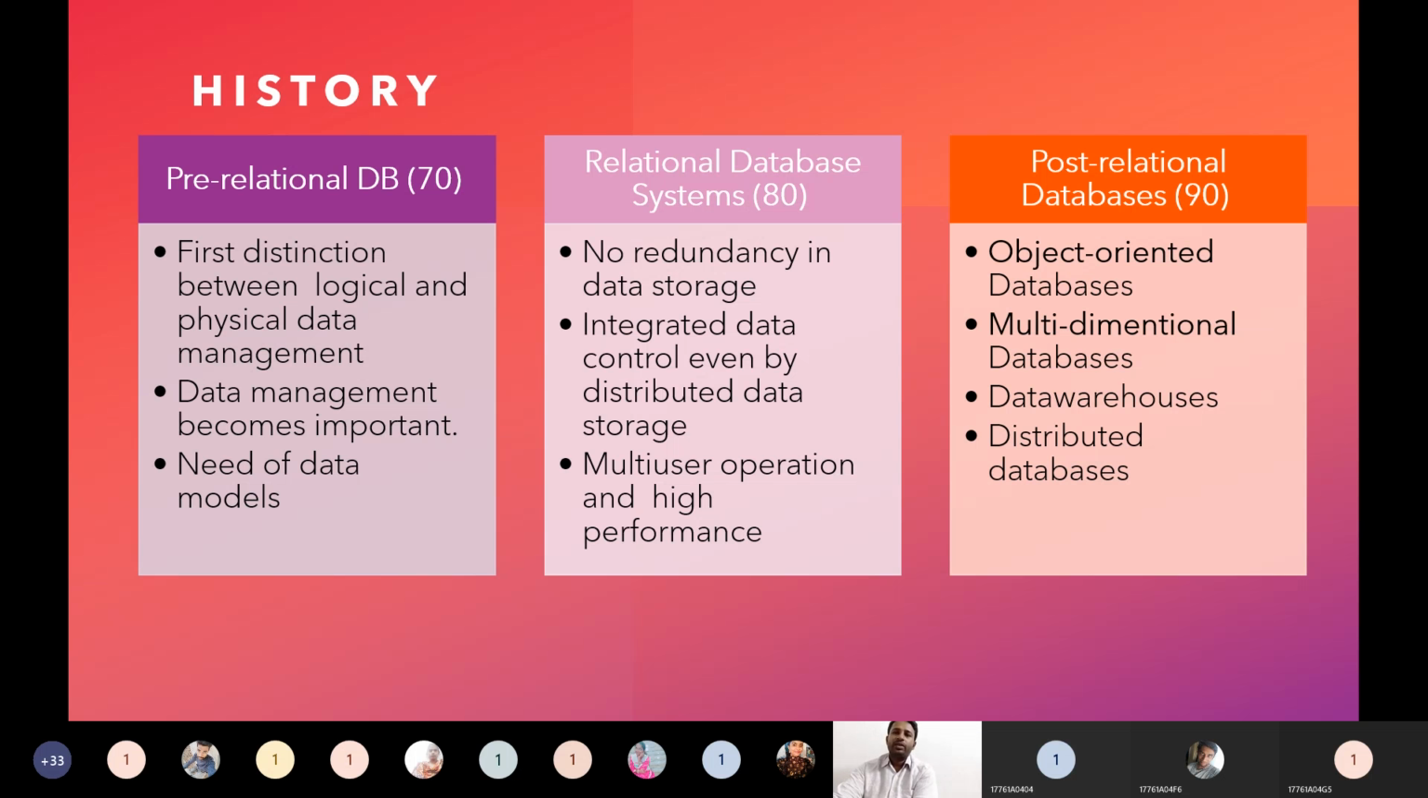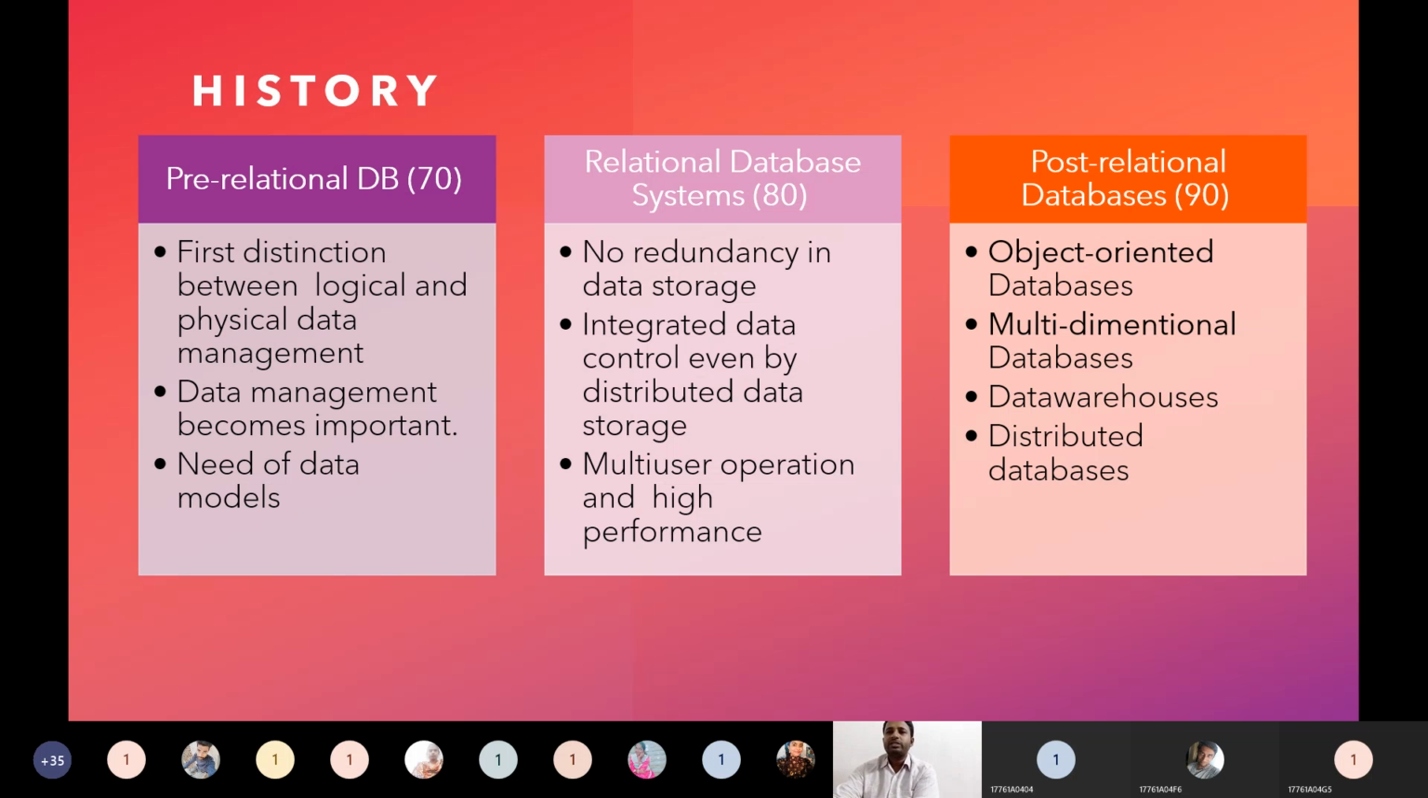During the 1970s, there were pre-relational databases. For that, they used to get distinct logical and physical data management. Logical in the sense of outline, high level. Physical in the sense of low level, actually how it is. Those kinds of details they used to consider, and during those times, data management became more important, and there was a need for data models.